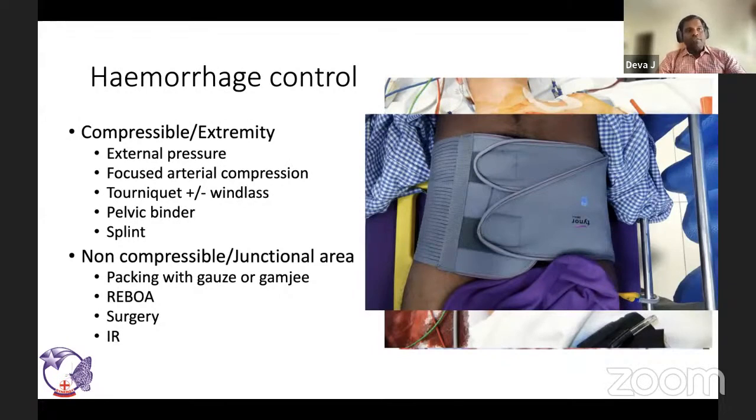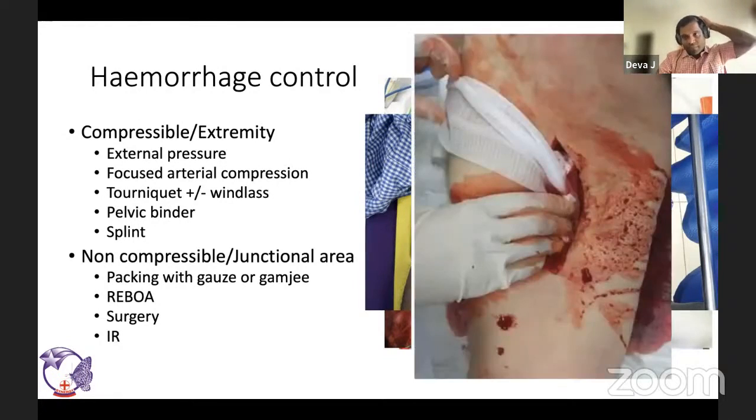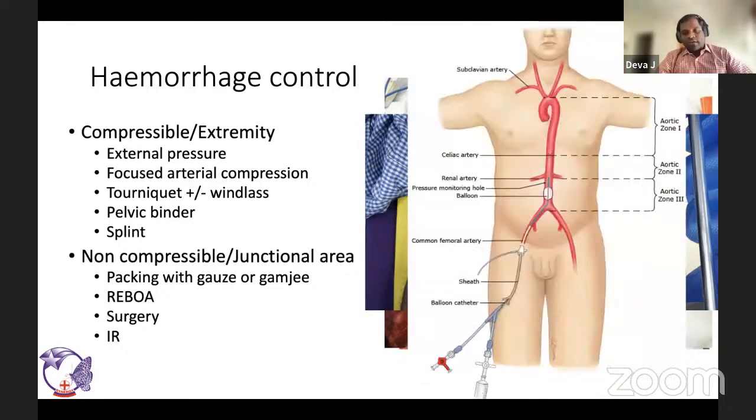Non-compressible areas, groins, torso, what can you do? If it's a laceration, for example in the groin or neck or axilla, you can pack the wound with gauze or Gamgee. So pack the wound really nicely and then apply firm pressure over that for 10 minutes, it will stop the bleeding. If it's intra-abdominal or intrathoracic, you can use the REBOA device.